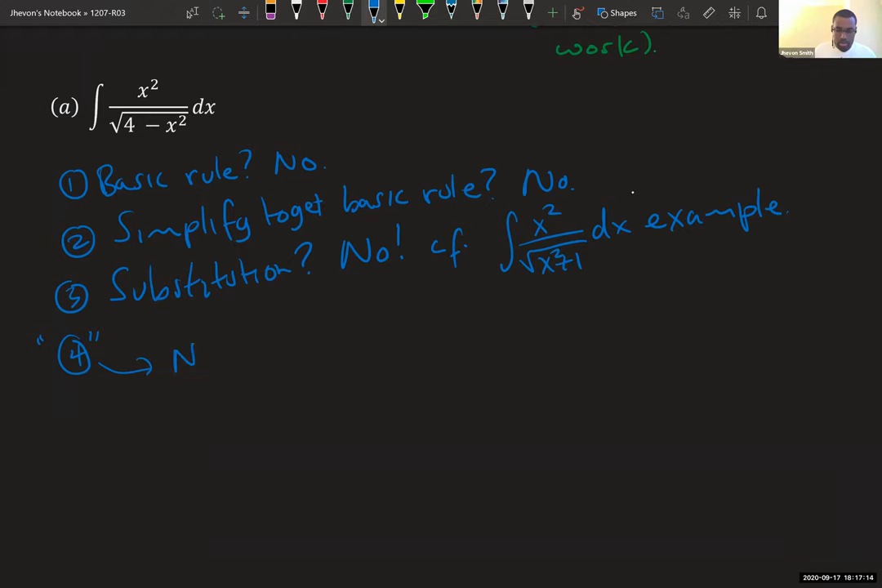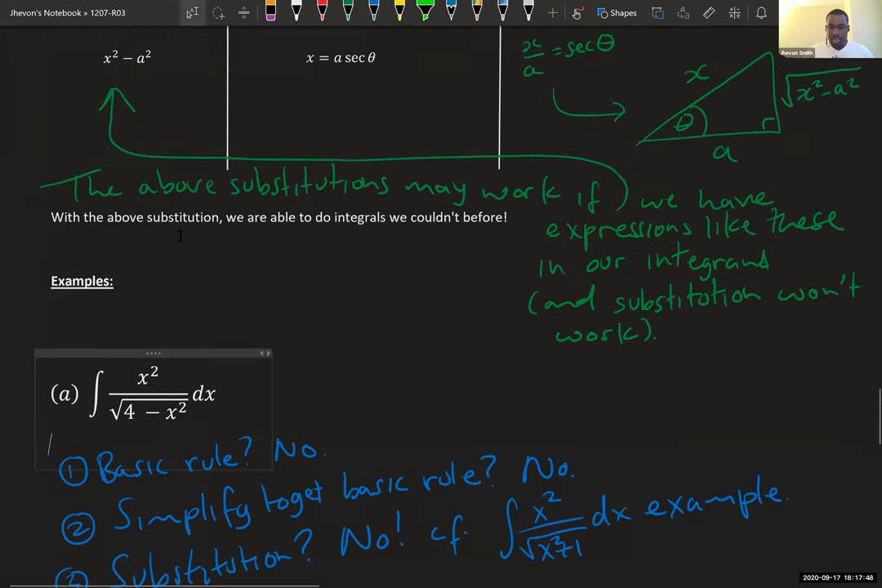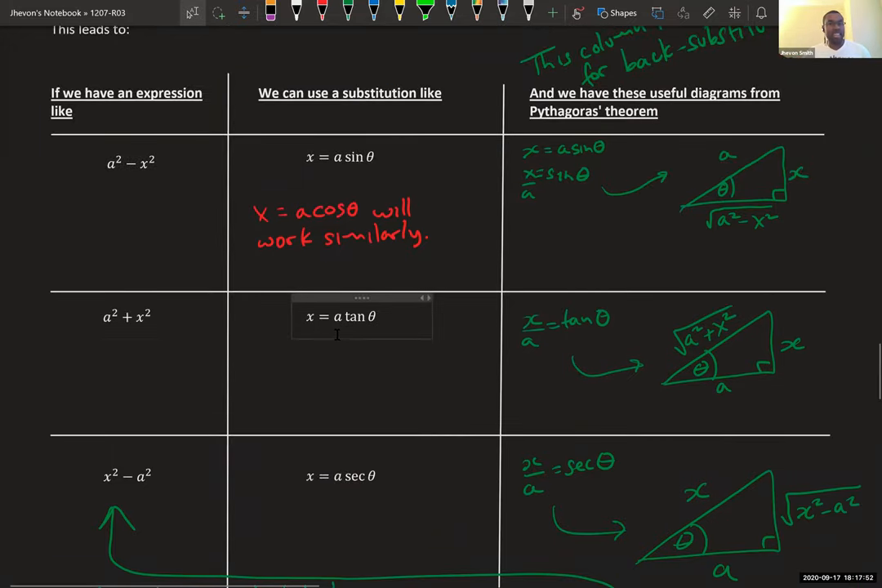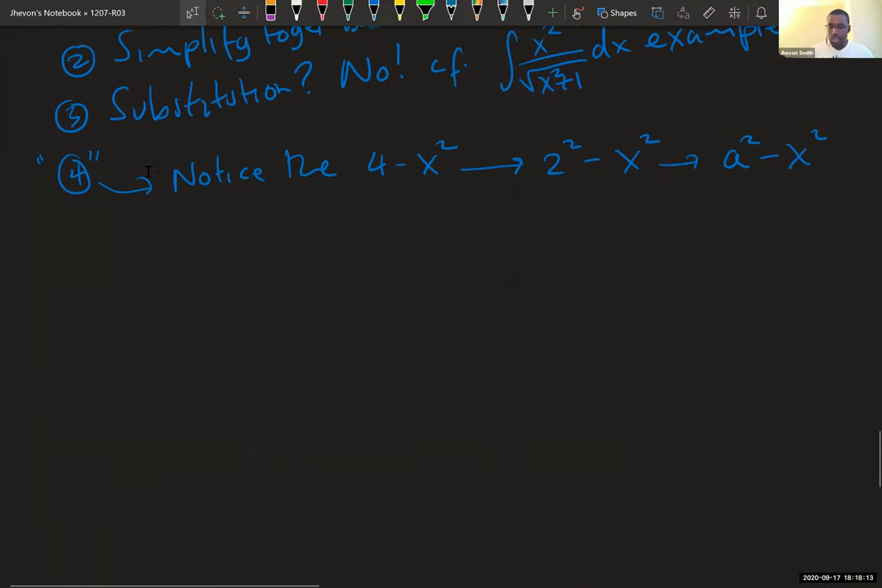But here what I would notice is the four minus x squared. Years of mathematical training would tell me I can think of that as 2 squared minus x squared. That looks like an a squared minus x squared. So I went through my regular strategy and nothing seems to work out. However, I noticed that there's a certain pattern here: something in this integral looks like an a squared minus x squared. I have this table memorized, and I know whenever I see an a squared minus x squared, letting x be a constant times sine is going to be a very useful substitution. What constant times sine? Well, a times sine, where a is the base. If I write the constant as a square, a is going to be the base. So notice here that my a is 2.